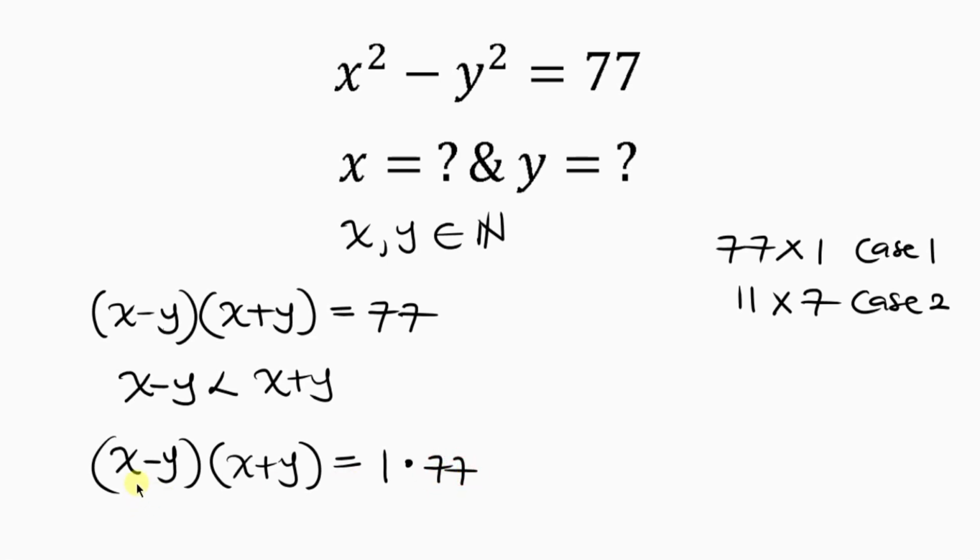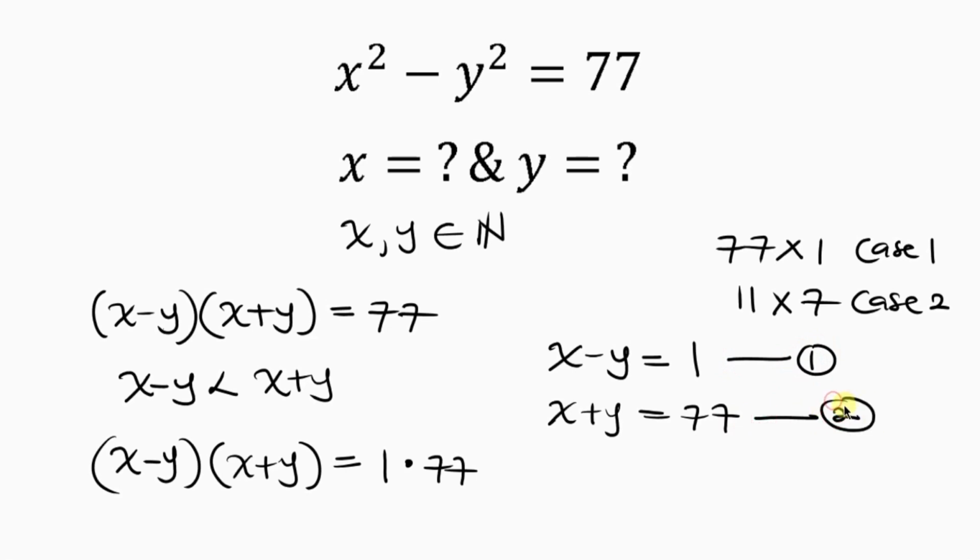So what are we trying to say? We're trying to say that x minus y is equal to 1, while x plus y is equal to 77. So we have two equations. We can call this equation 1 and call this equation 2. Now let's add up the two equations. On adding, we have x plus x is 2x, and then negative y plus y is 0. This is equal to 1 plus 77, which is 78.